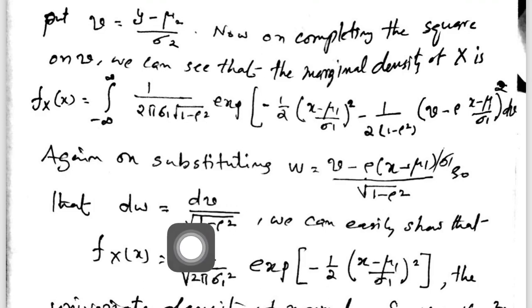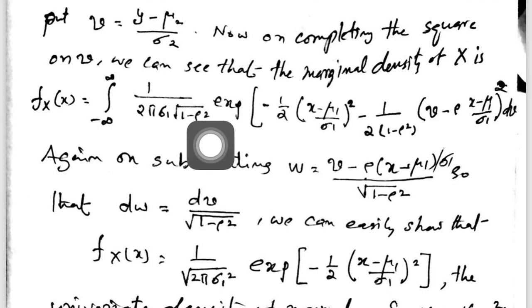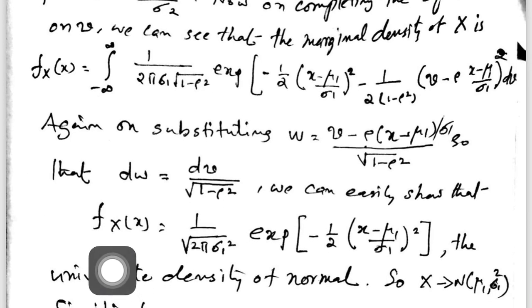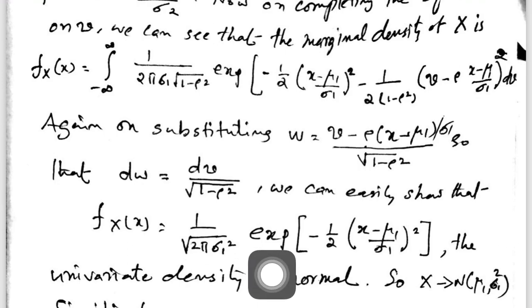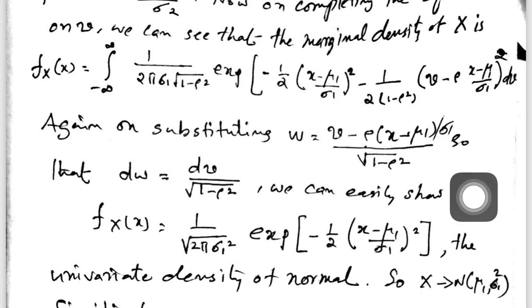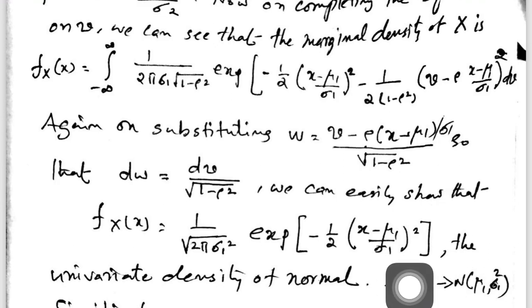This quantity will go to the numerator first, and you can see that the square root of 1 minus rho square will be cancelled with this root of 1 minus rho square when it becomes the numerator. Okay, and we can easily show by some simplification that f of x is equal to 1 by root 2 pi into sigma 1 into e to the power of minus 1 by 2 into ((x minus mu 1) divided by sigma 1) square. After this there will be one more integral, but that integral is with respect to a standard normal distribution, so that integral is equal to 1.